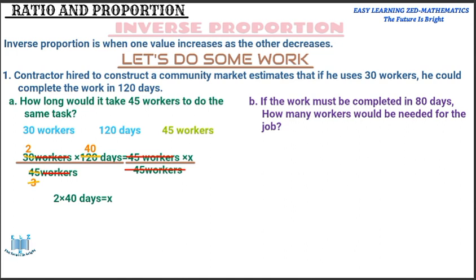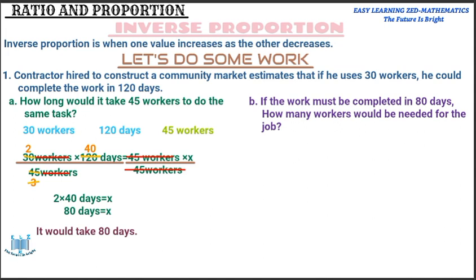Once we have done that, we multiply 2 by 40 days, which will give us 80 days, which is equal to x. So 45 workers will take about 80 days to complete the same task. We can write it down as it will take 80 days, because we asked how long it would take. So if the contractor decided to hire 45 workers, it will take 80 days to be completed.